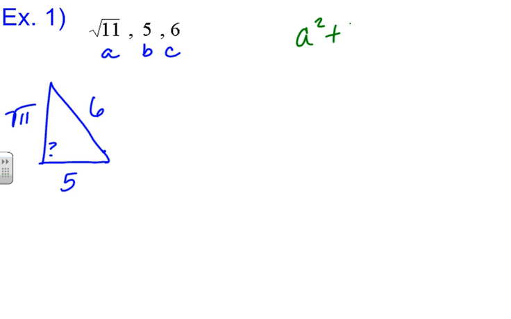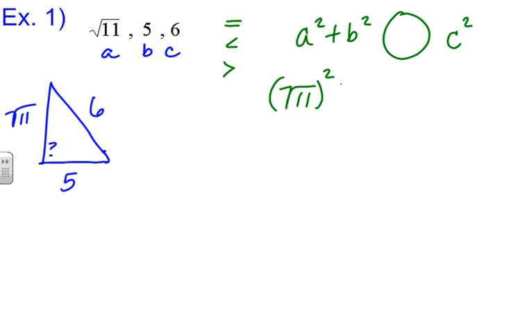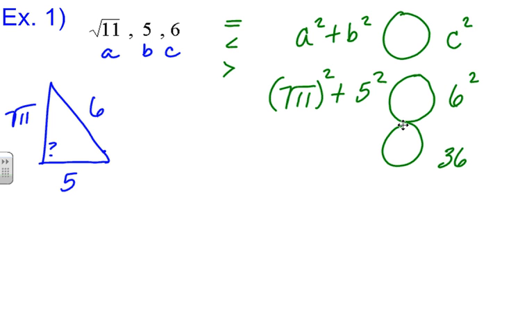So I'm going to look at a squared plus b squared, and I'm going to leave an open circle there for c squared, because I'm not quite sure what sign is going to go in there. Remember, my choices are equals, less than, and greater than. So I'm going to drop in the numbers as I see them. I see the square root of 11 squared plus 5 squared, and then the relationship to 6 squared. Now for most of us, 6 times 6 is easy. That's 36, as is 5 times 5, which is 25. What throws us is the square root of 11 squared.